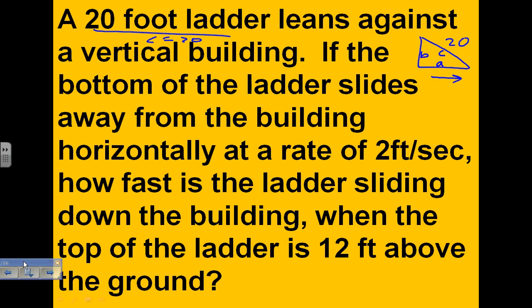C equals 20. So I went horizontally at a rate. So A prime is going to equal what? 2. I'll probably use X on the next slide, but that's okay. Get the idea. How fast is the ladder sliding down? So B prime is what they're looking for in the answer, right? Yeah, that's what they're asking for. When B equals 12 feet. When B equals 12. Okay?